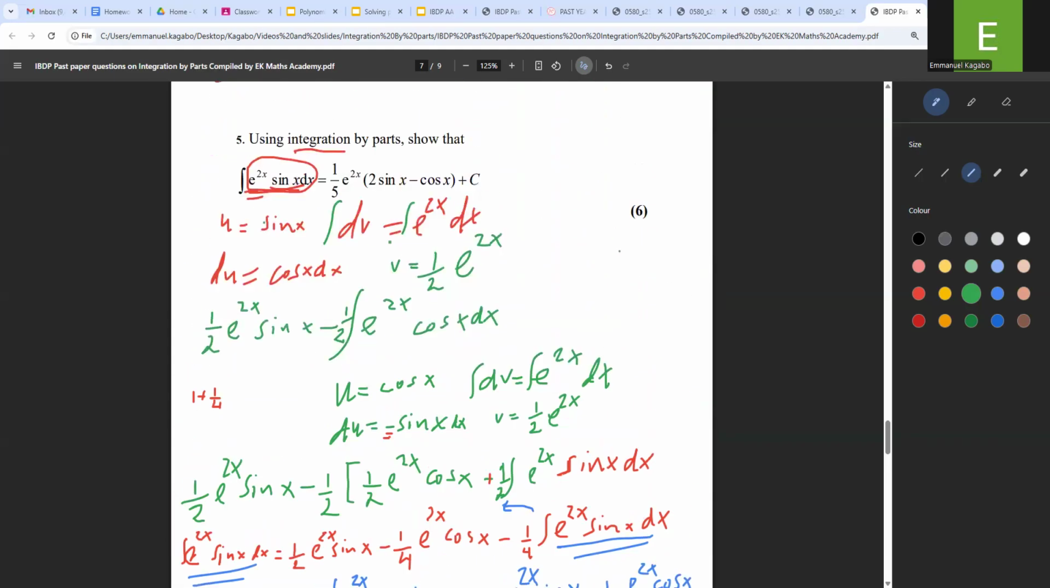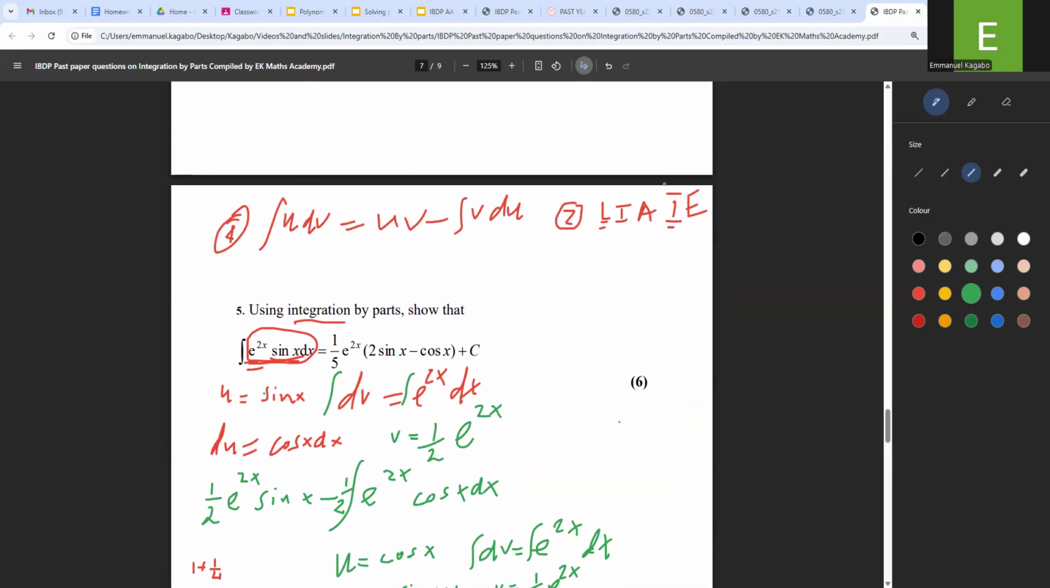So this question is a special question of recurring integration. Whenever you have such a question, where you have a trigonometric function and an exponential function, you do integration by parts twice, and then you collect like terms. Don't forget that, it's very important.